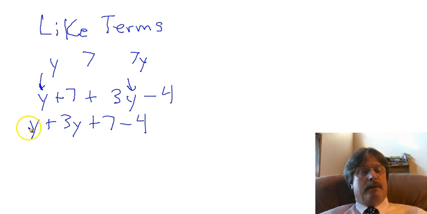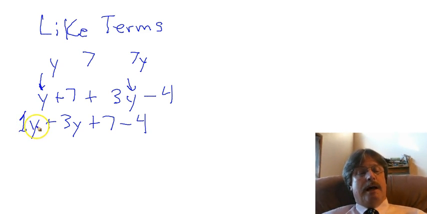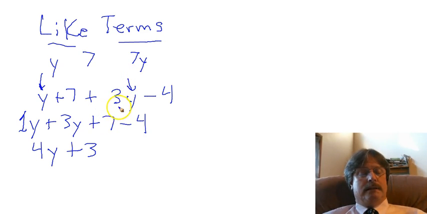So what I want you to remember, though, is how many y's do we have right here? Well, we have one y. It's not written. Because if you look, 1 times y is still y. So 1 plus 3 is 4, 4y, and then 7 minus 4 is 3, so that's going to be plus 3. So we're going to have to gain more experience. I'll talk more about this in class, but we need to pay attention to like terms.